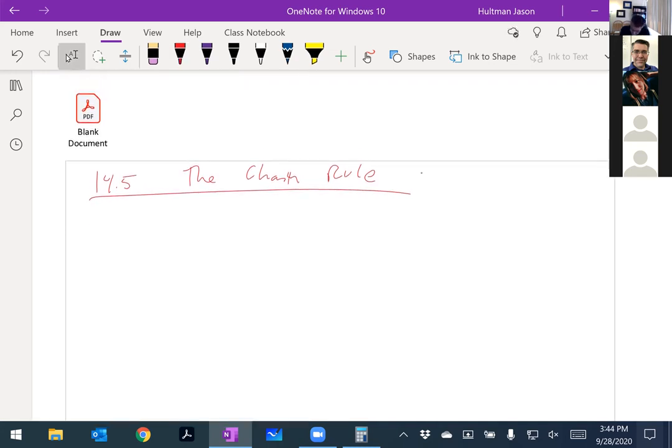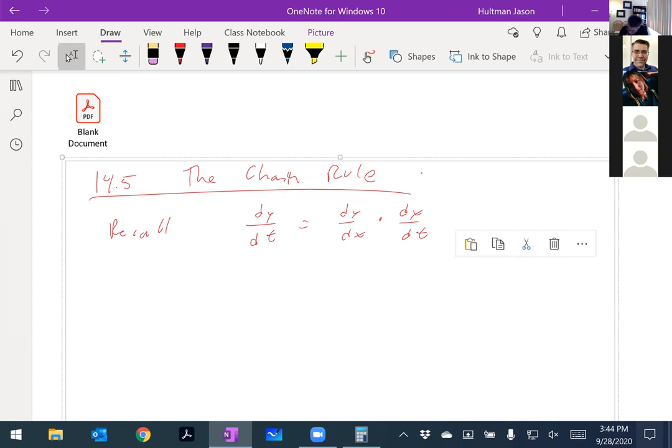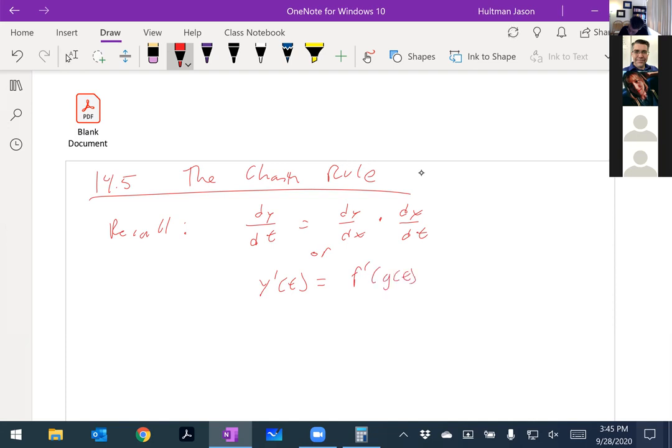Okay, recall that dy/dt is equal to dy/dx times dx/dt. Okay, this is your chain rule for 2 dimensions. Or we could write this as y prime of t is equal to f prime of g of t times g prime of t, right? Derivative of the outside times the derivative of the inside.